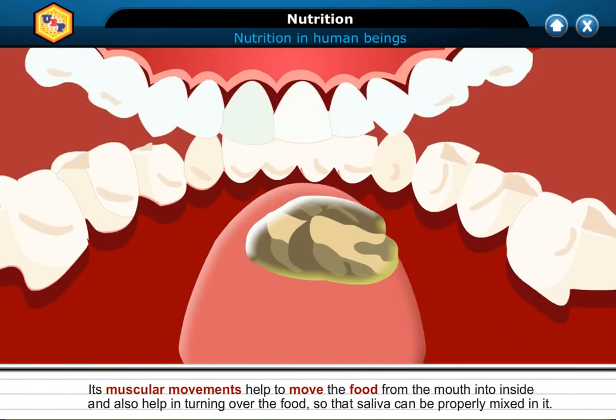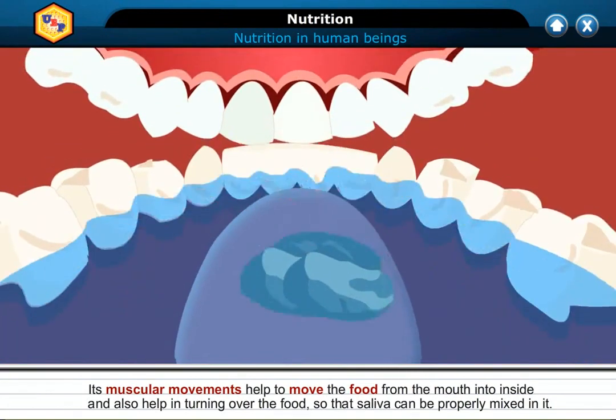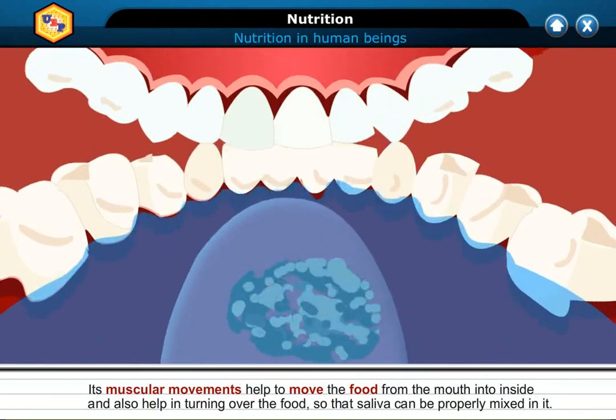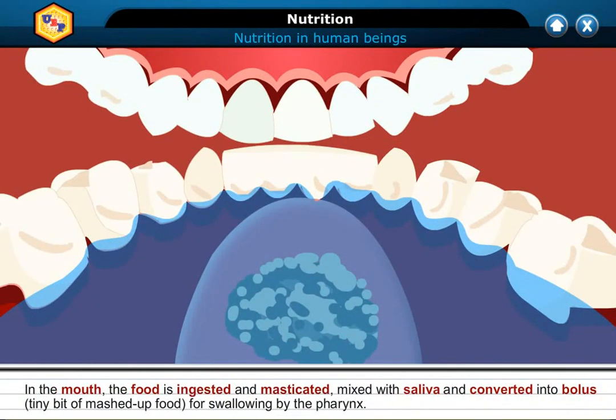Its muscular movements help to move the food from the mouth into inside and also help in turning over the food so that saliva can be properly mixed in it. In the mouth, the food is ingested and masticated, mixed with saliva and converted into bolus, that is, tiny bit of mashed up food, for swallowing by the pharynx.